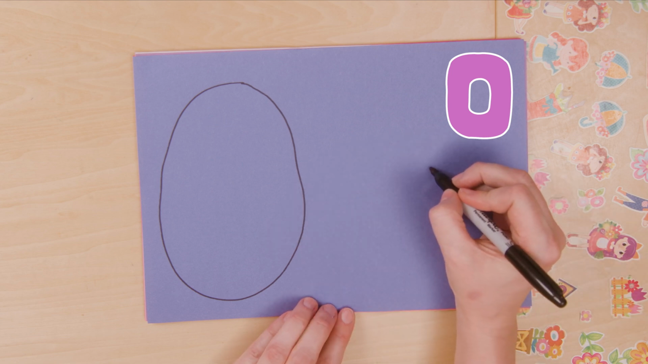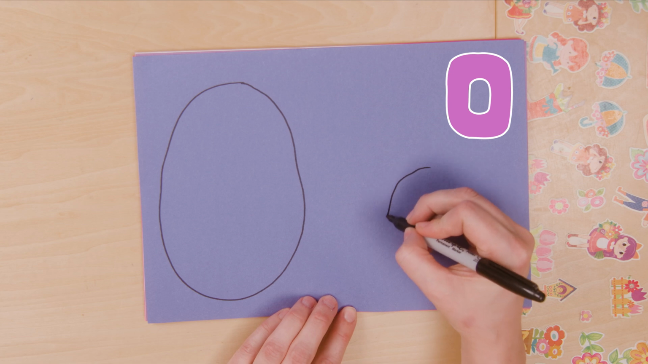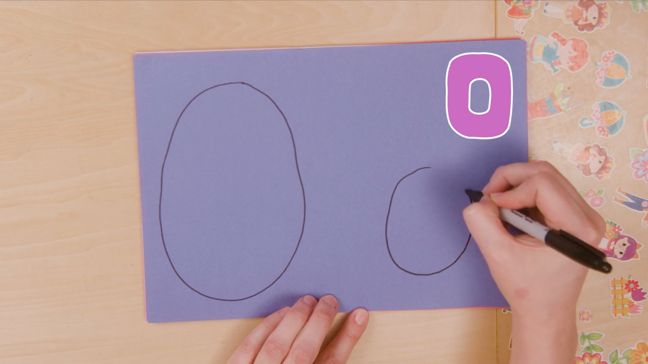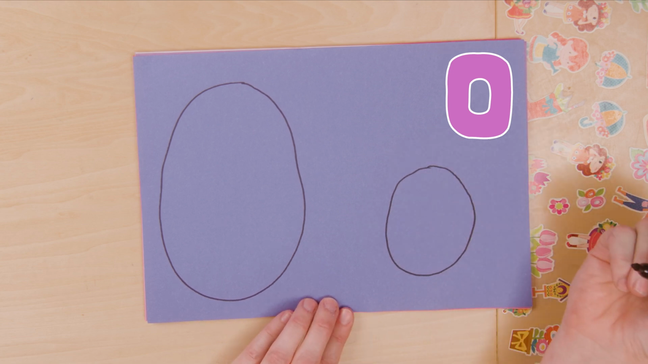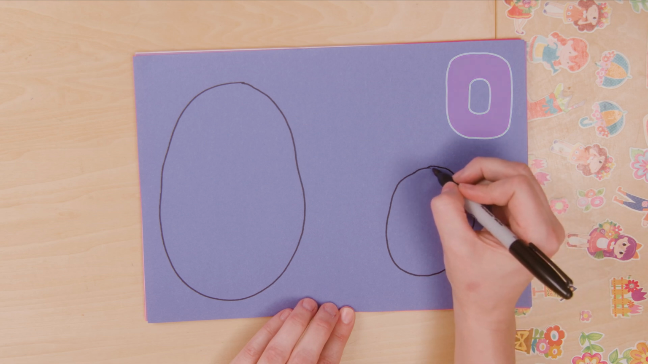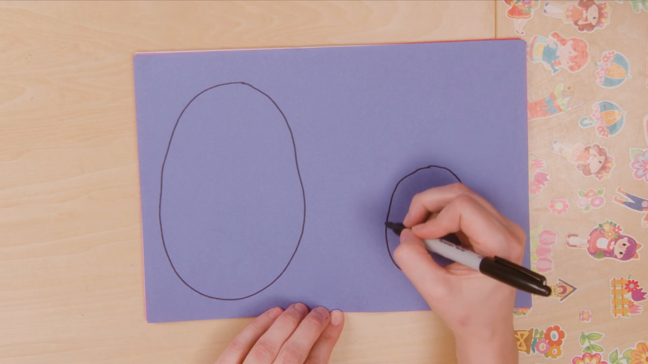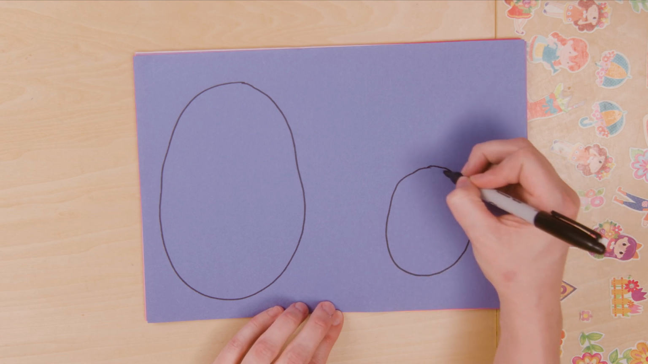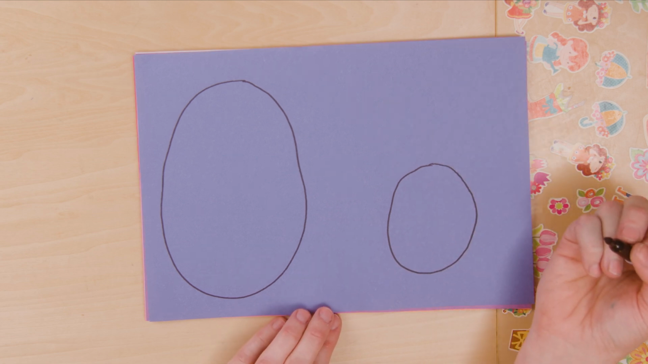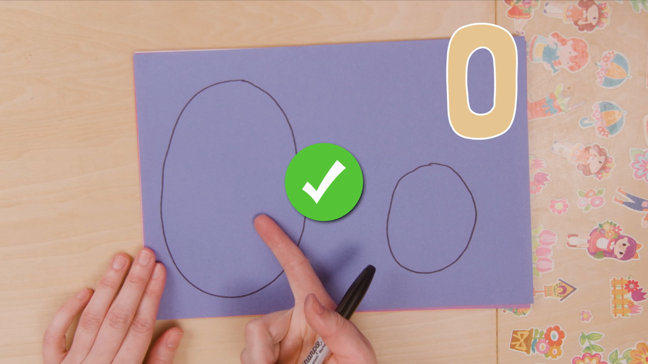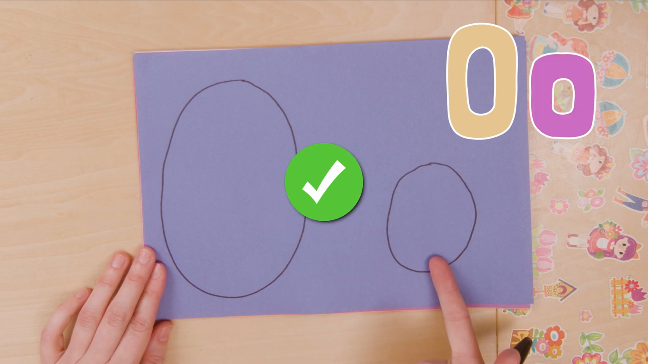And for the small O, we are going to do the exact same thing, but just smaller. So I'm going to start over here, and I'm going to go all the way around and connect at the top. Try it with me. Start a bit smaller than the big O, the capital O, and come all the way around and connect your lines together. Good job. Capital O, small o.